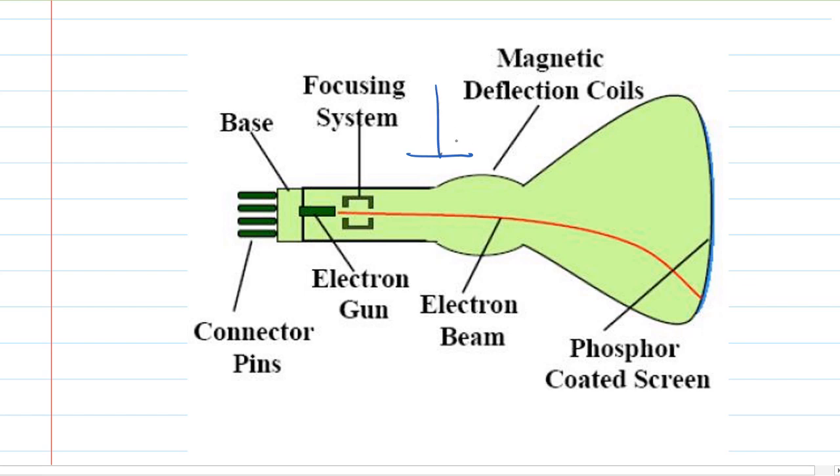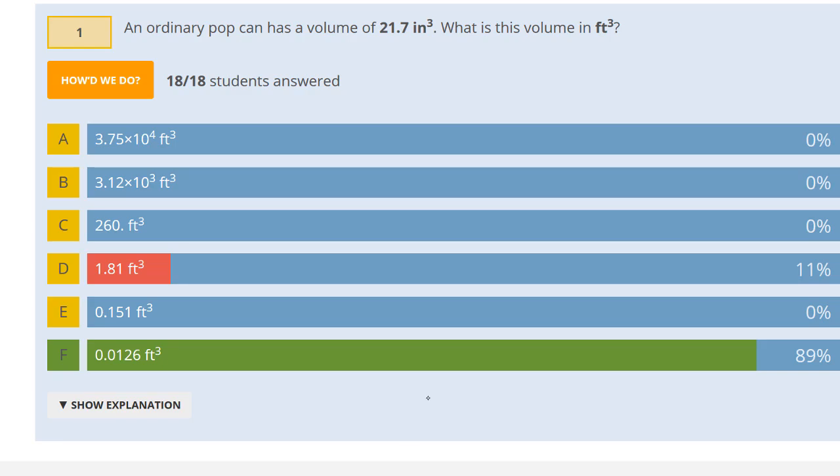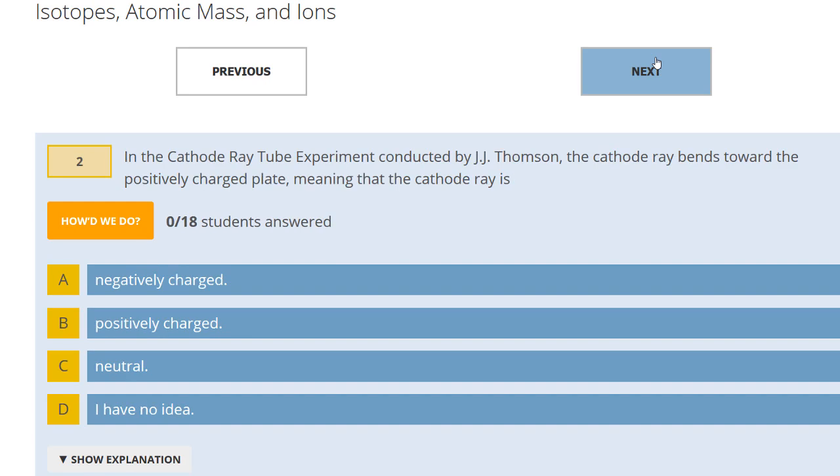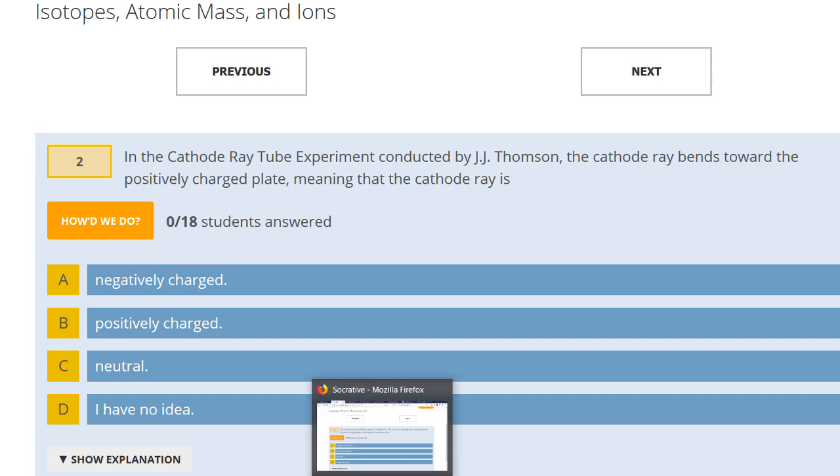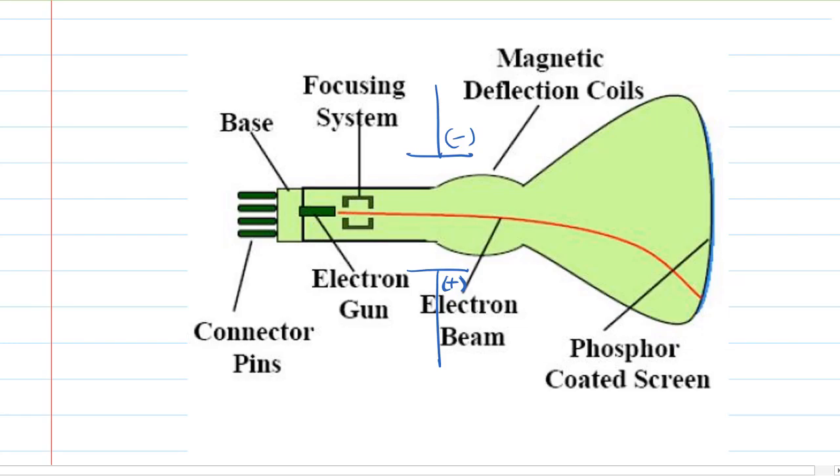When the charged plates were placed in here, I'm going to try to assign the charge here now. This side here is a positive charge, and this side here is a negative charge. So we see it's being bent towards the positively charged plate. What we're showing is that these cathode rays bent towards the positively charged plate. And if they're bent towards a positively charged plate, let's put our answer into our Socrative app. What does that mean?